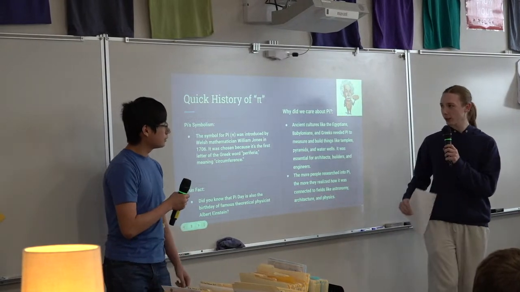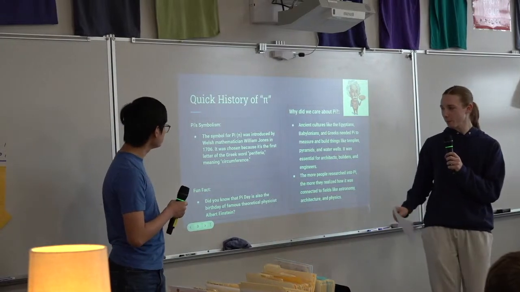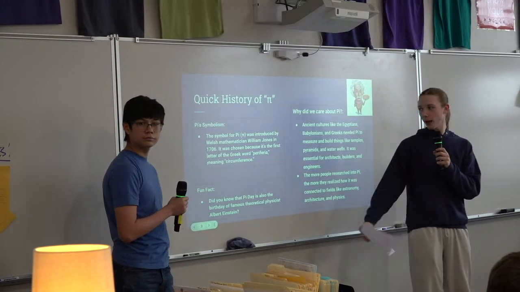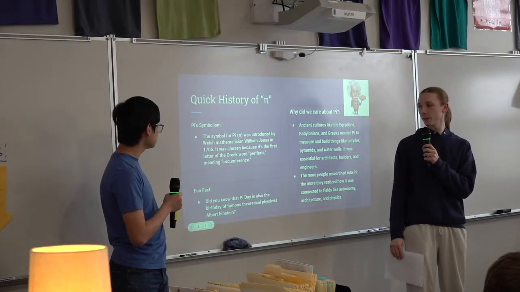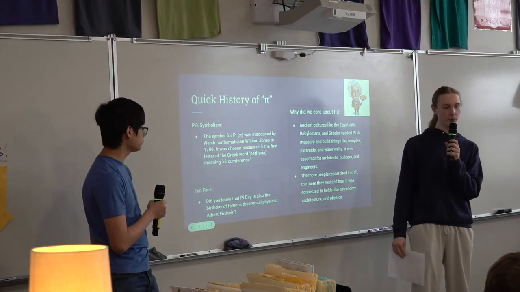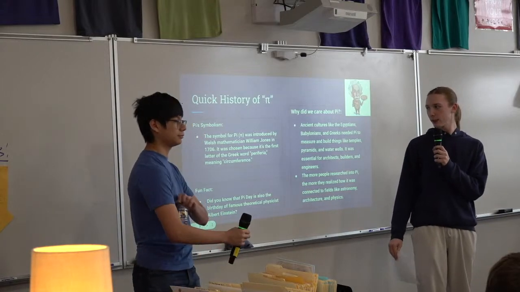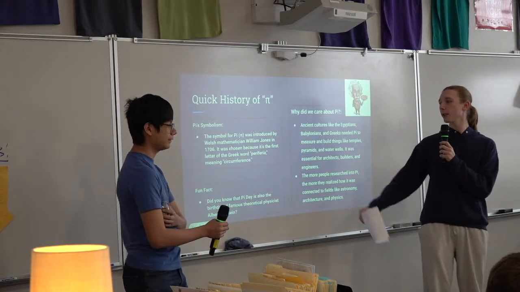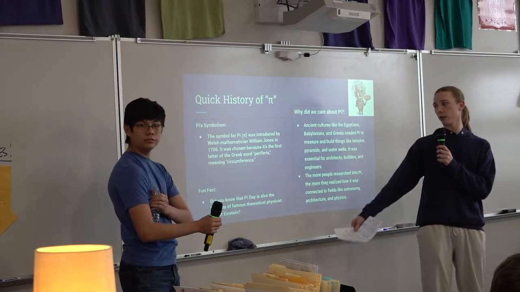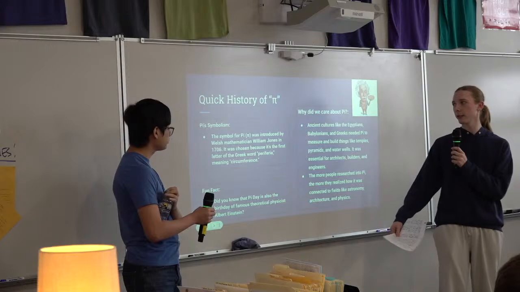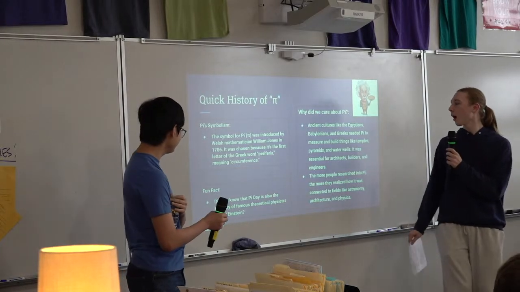Now we're going to talk about a quick history of pi. First, pi, the symbol for it, the Greek letter, if you didn't know. It was first introduced by a mathematician known as William Jones in about 1706. He introduced it like this because peripheria, right here, is the Greek word for circumference, and the first letter of that is pi in Greek. So he said, okay, we're just going to use pi now.